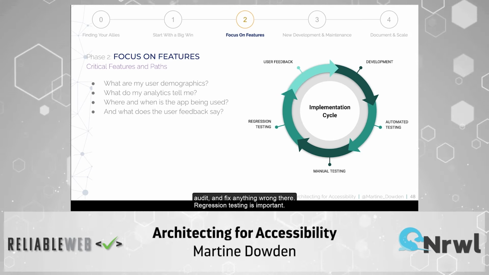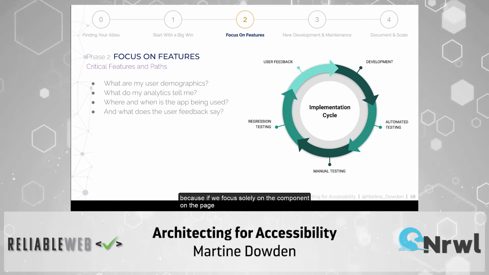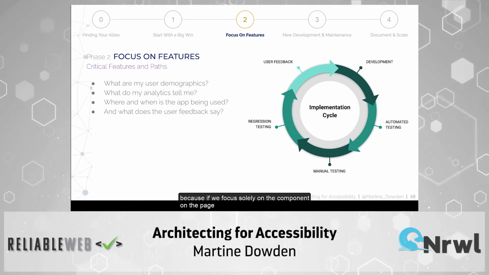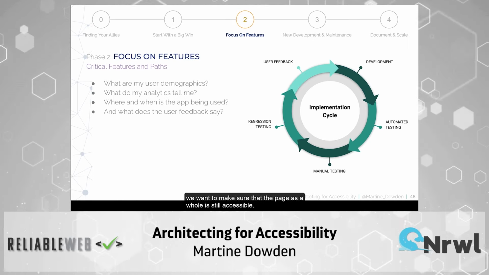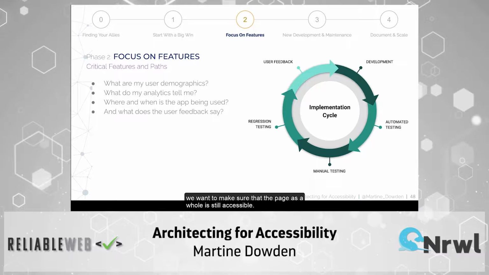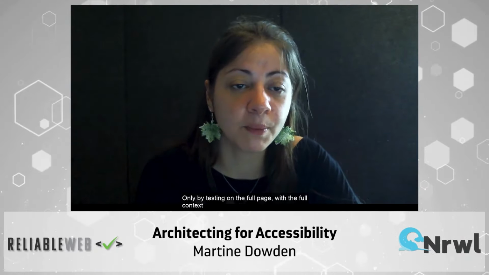Regression testing is important because if we focus solely on the component of the page, we want to make sure that the page as a whole is still accessible. For example, we may have a dialog box of some sort, and the inside of the modal may be ship-shape and pass compliance with flying colors, but if the users can't get in and out of it without using a mouse, we've got problems. Only by testing on the full page with the full context will we be able to determine that it holds the focus trap.